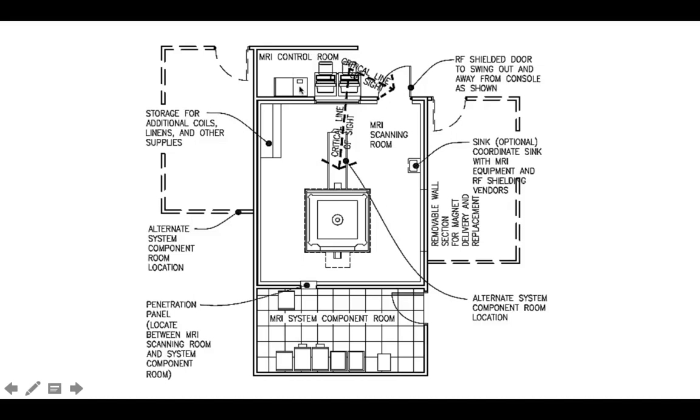And then there's an MRI control room, and this is where the technician sits. The computers are in here, and there's a window here where you actually have line of sight of the patient or the volunteer that's undergoing the MRI. So really a minimum of 3 rooms, one for control, one for system components, and one for the scanner.